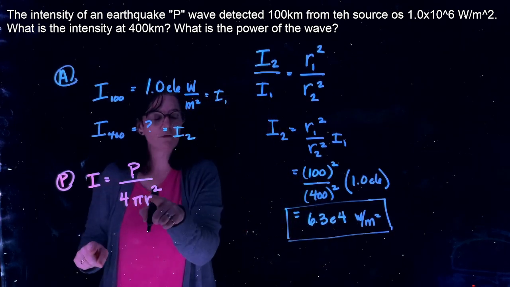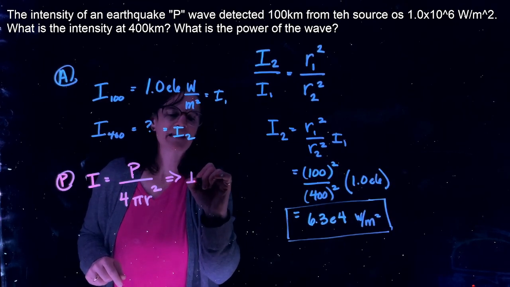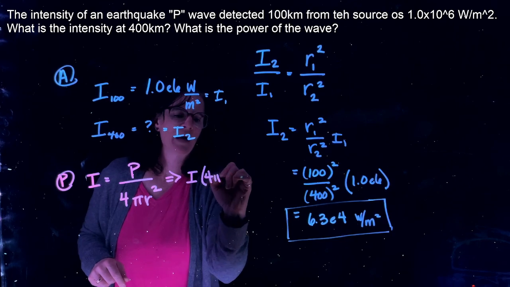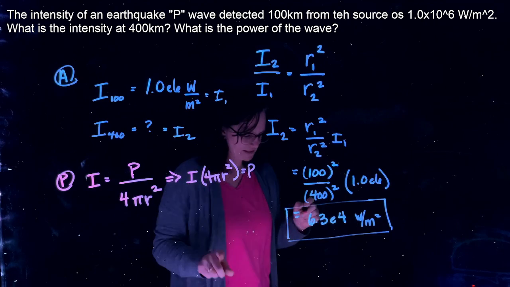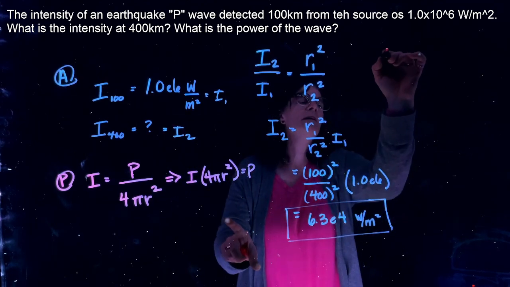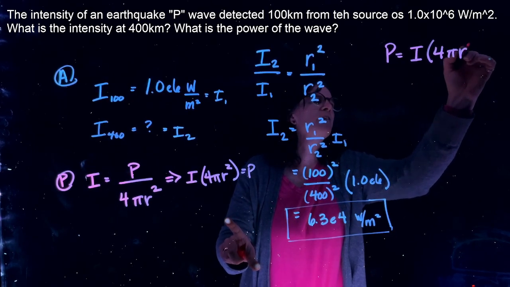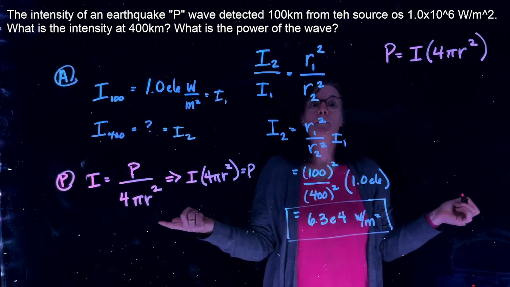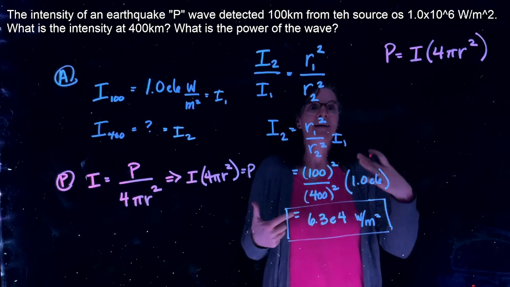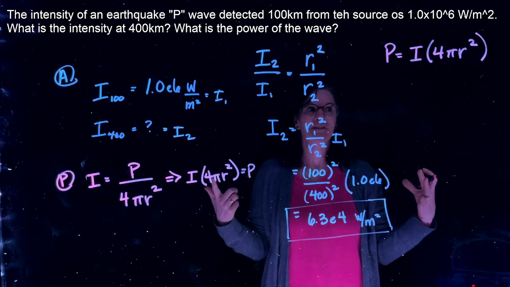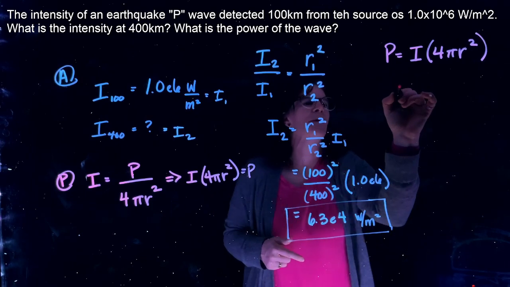I'm going to solve for P. When I solve for P, I end up with the intensity times 4 pi r squared, which gives me the power of that wave. So let's do that over here. The power equals the intensity times 4 pi r squared. Now, which r do I use? Well, it turns out you can use either one. The power is the power of the wave, and we can use either one to solve for our power. We just want to make sure we're using the right radius. So I'm going to use the first one.